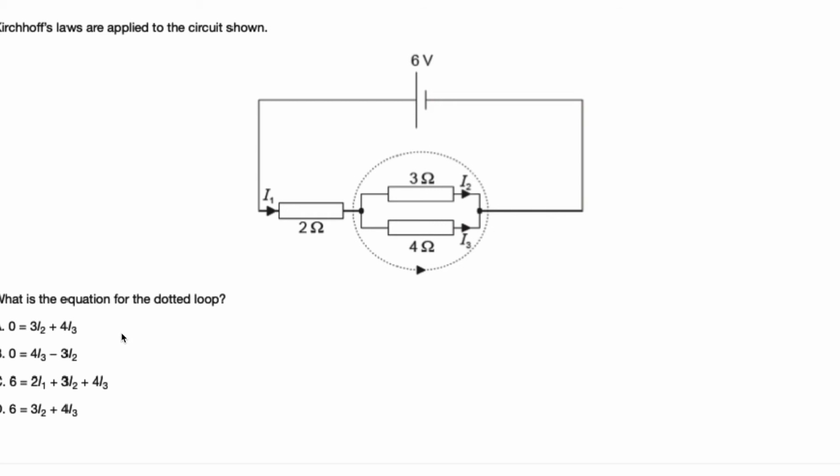What is the equation for the dotted loop? So for this loop, we know by the loop rule, the total voltage around the loop will be equal to 0 because of conservation of energy. So here is gonna be 2I. Positive terminal, negative terminal, positive terminal, negative terminal. Here is I3. So 0 is gonna be equal to Y.